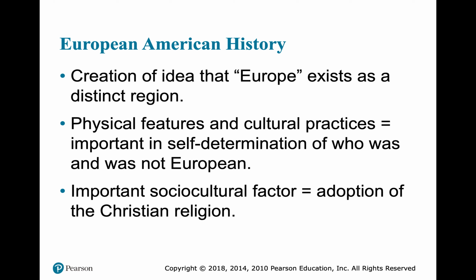An important sociocultural factor was the adoption of the Christian religion. So the Christian-Islamic border was not merely one of physical territory, but it became an important social distinction as well. Laws passed in Europe to maintain strict Christian bloodlines, active participation in the Latin Christian Church, and obedience to the Pope were essential criteria for being considered European.